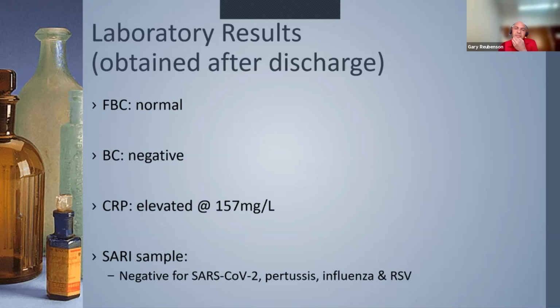Also, because we are one of the NICD SARI sites, he did have a SARI sample collected, and the turnaround time on these is around about a week. So these results certainly weren't available at the time he went home, and we managed to find them when I was putting the talk together. His upper respiratory sample tested negative for COVID, for pertussis, for influenza, and for RSV.